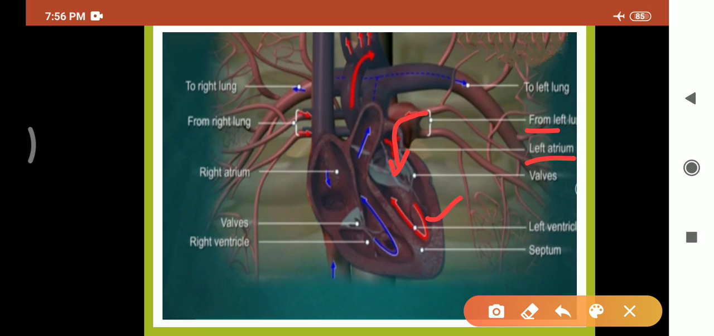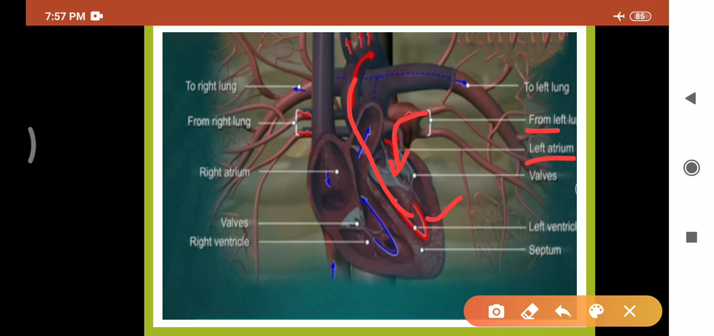From the left ventricle it passes through the aorta, and the aorta is the large artery present in the heart. This supplies oxygenated blood all over our body with the help of the aorta. The aorta is nothing but the largest artery, which supplies the oxygenated blood to your whole body, right?